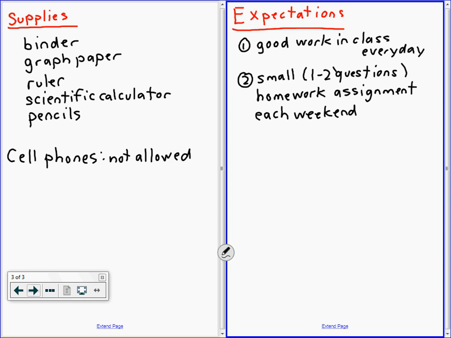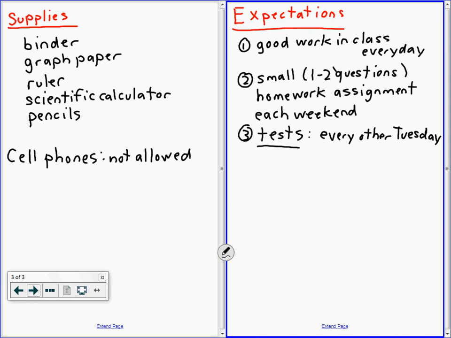Okay, number 3 is going to be tests. There are going to be 8 tests during the year, every other Tuesday. So tell all your other teachers that Tuesday is test day. That's when it's going to be in this class.